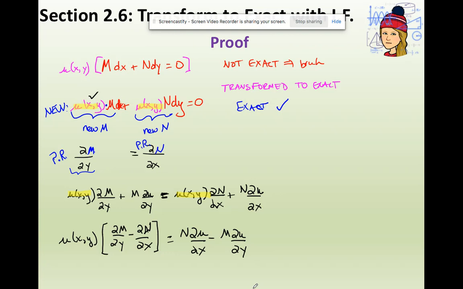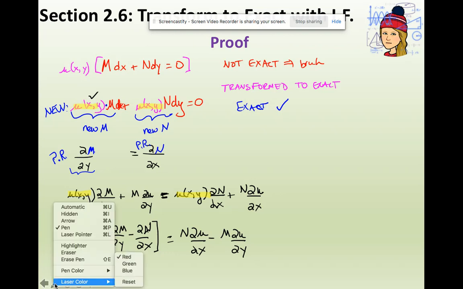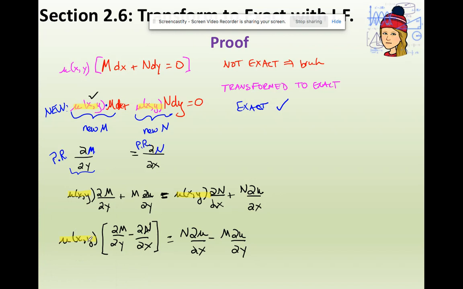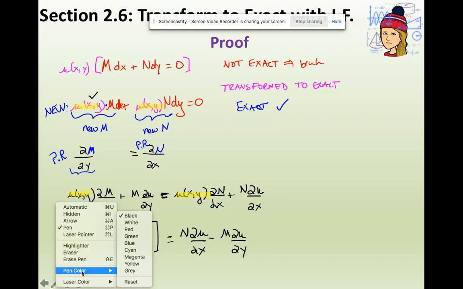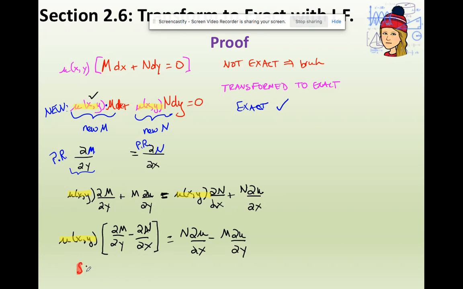Now, I can see algebraically what I need to do to get my u function by itself, right? I just need to divide both sides. However, as if things weren't ugly enough already, that would look to be absolutely devastating. So I'm going to stop here and I'm going to make an assumption.